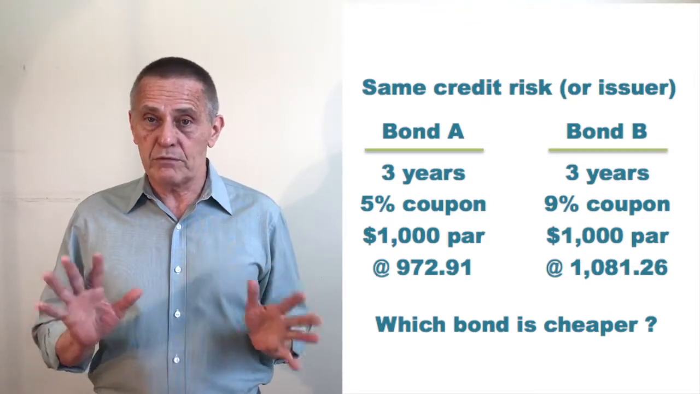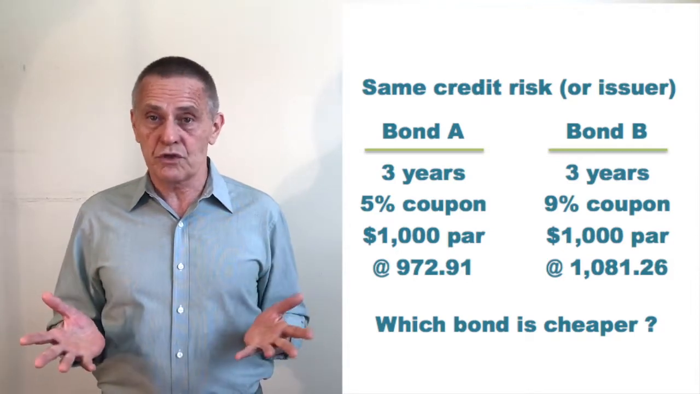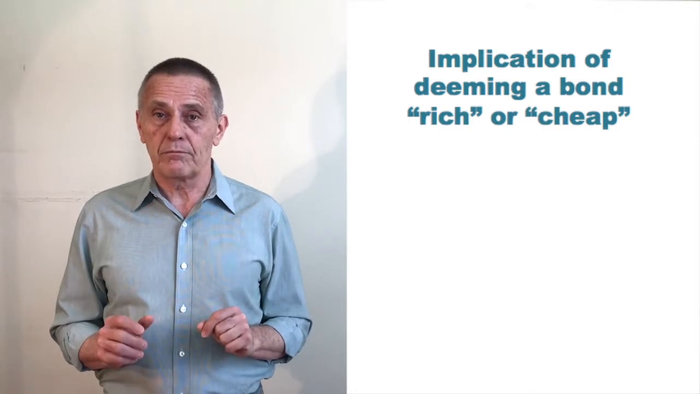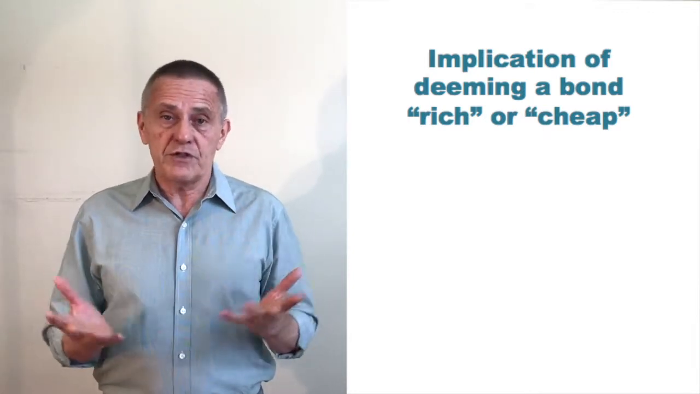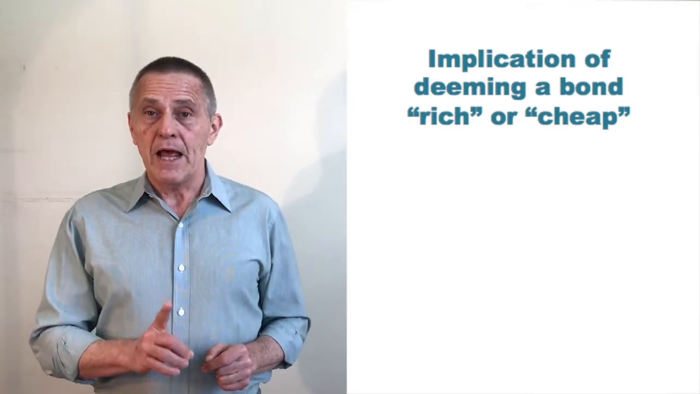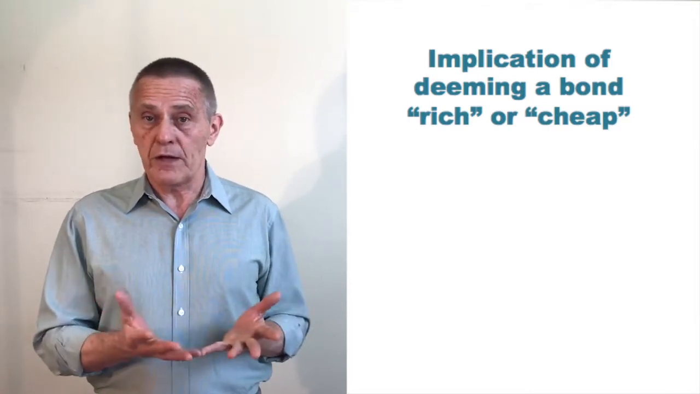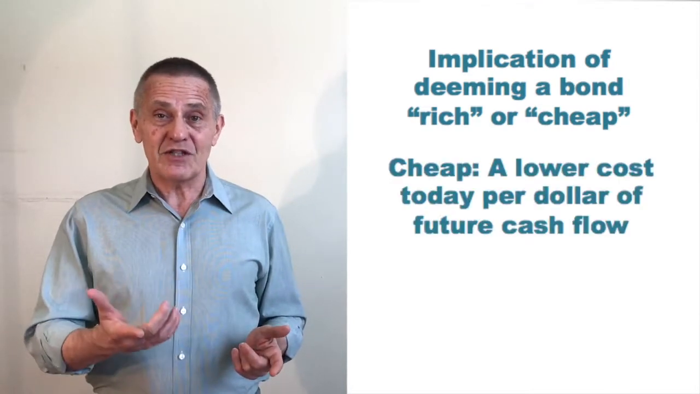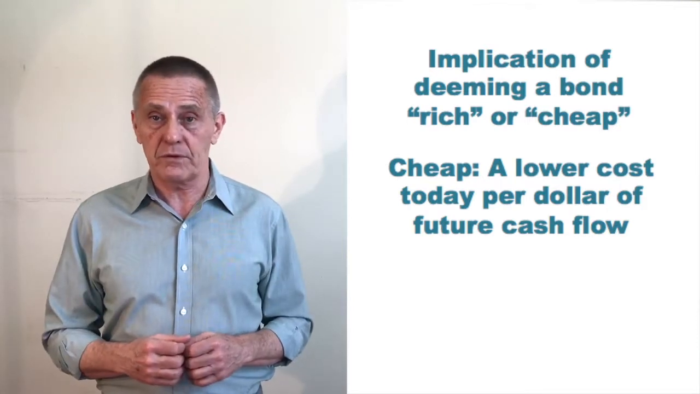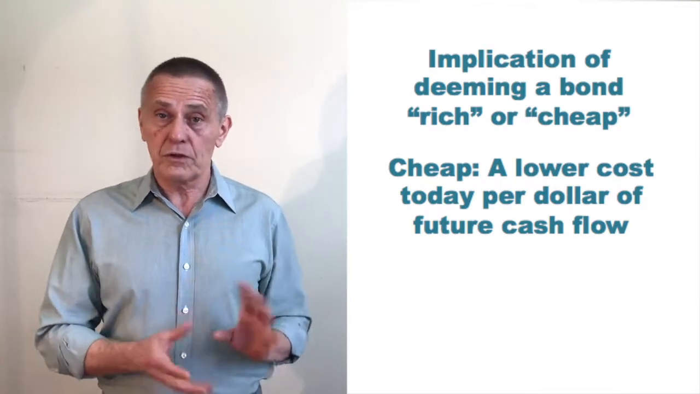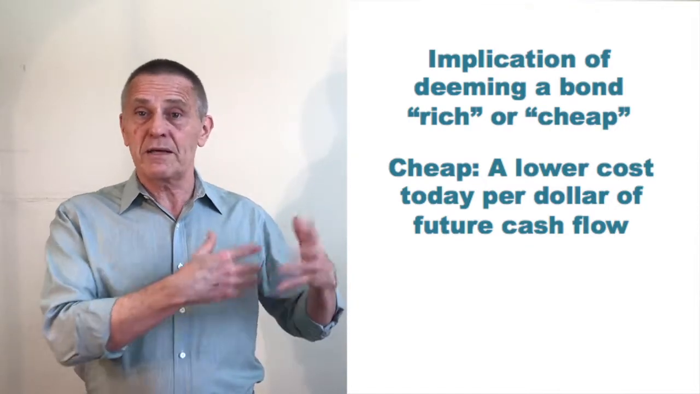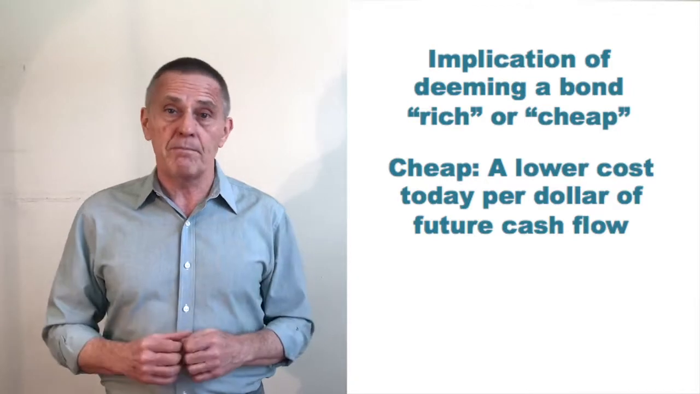Well, if that's not what rich or cheap is an allusion to, rich or cheap relative to what? Well, the phraseology can be used in a number of different contexts, but cheap would normally mean that when I'm comparing two bonds to one another, the bond I'm recognizing as cheap, I'm paying less today per dollar of future contractual cash flow to maturity. Or alternatively, I might designate a bond cheap because I think it has a lower cost today per dollar of future cash flow than some measure of fair value.